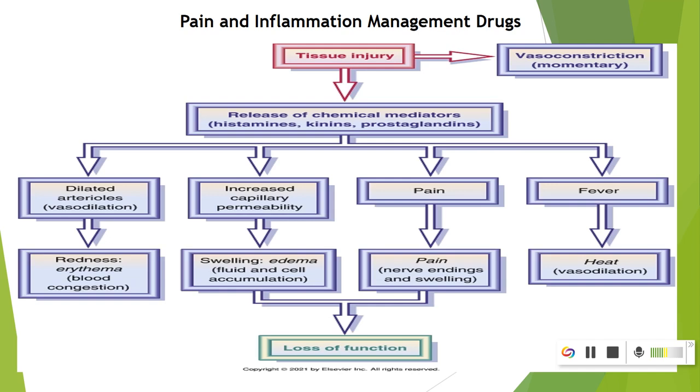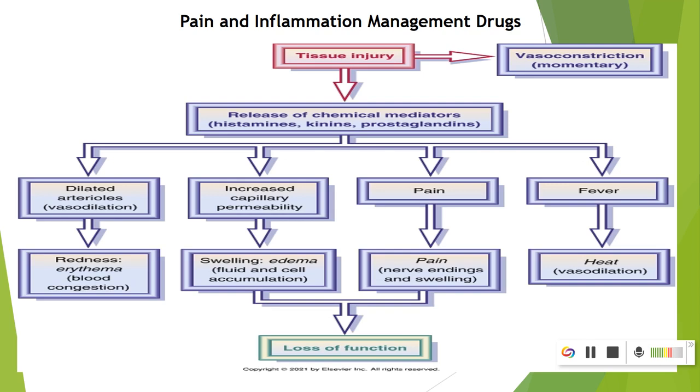Okay, so the goal here is to understand what happens during an inflammatory response, right? What leads up to that inflammatory process? What are the chemical mediators? What are the outcomes? And what are some of the signs and symptoms that we need to watch for? Right? So when there is a tissue injury, you will see inflammation occurs, right? So what is inflammation? It occurs as a result of tissue injury.